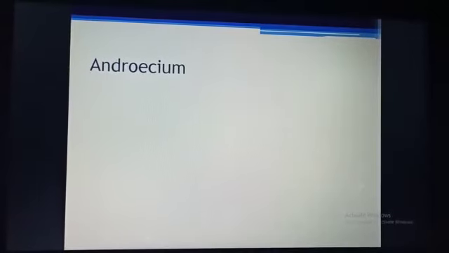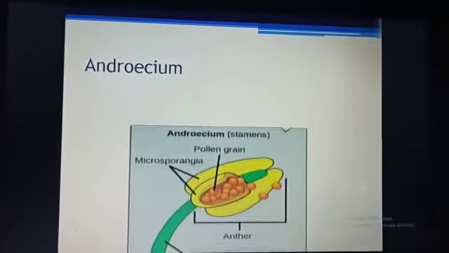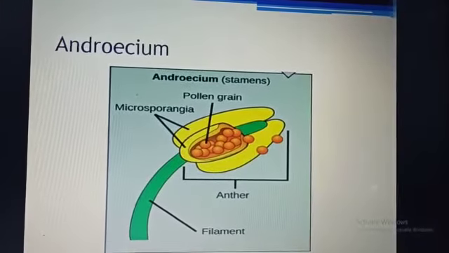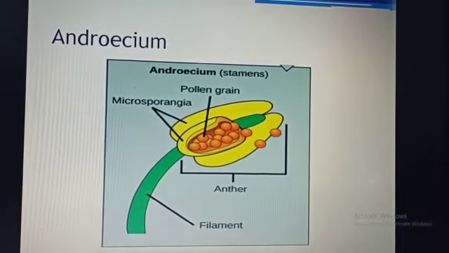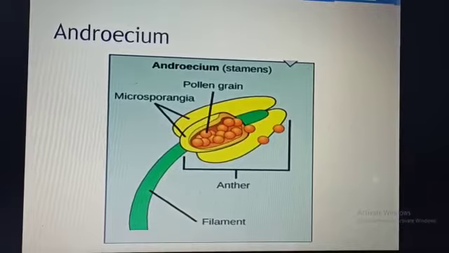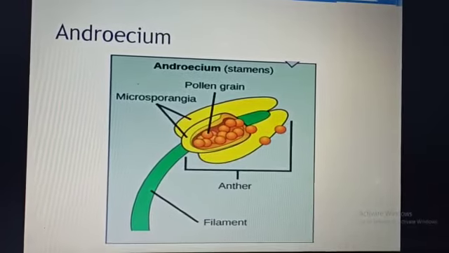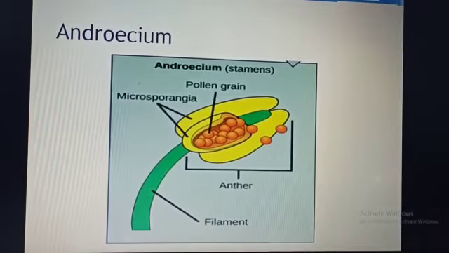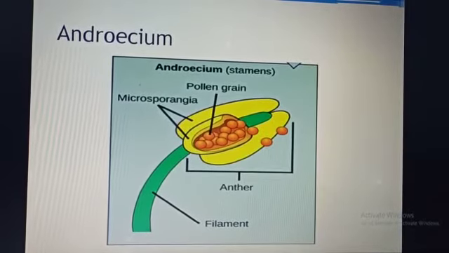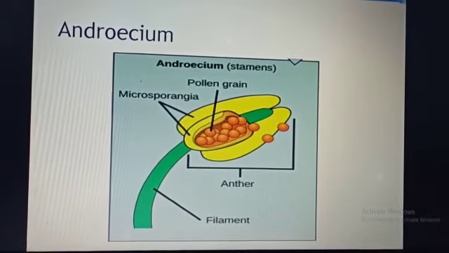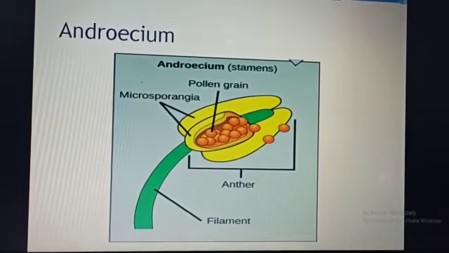Then there comes androecium. This is the diagram of androecium. There are two parts of androecium. First, that is stamen and filament, or we can say the anther part and filament. The whole structure is called a stamen, and stamen has two parts, that's anther and filament.